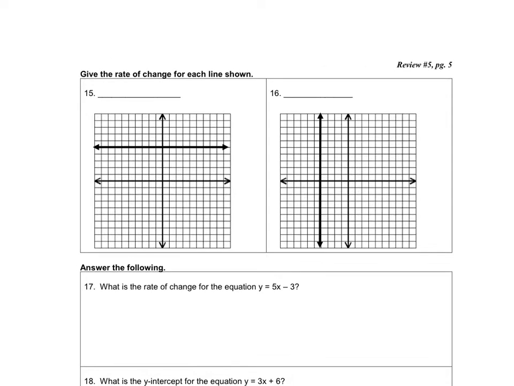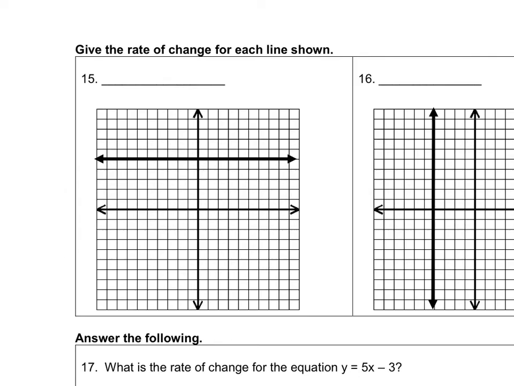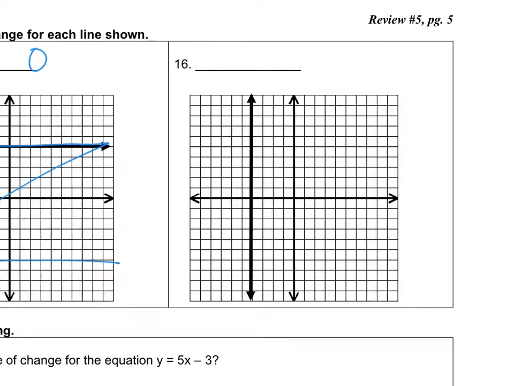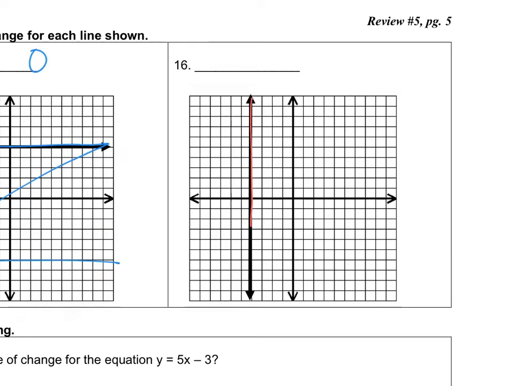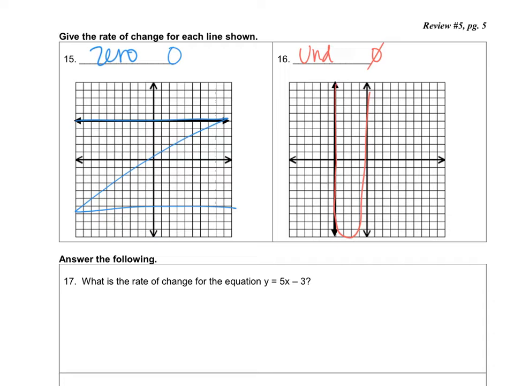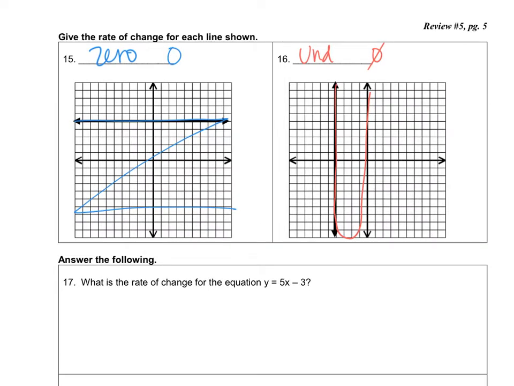On page 5, they've asked me to give the rate of change for each line. So this line makes a z for zero. You could also put a 0. And then 16, this makes a u for undefined, which is the same thing as a 0 with a slash in it. So make sure you're very careful about how you put 0 versus undefined.